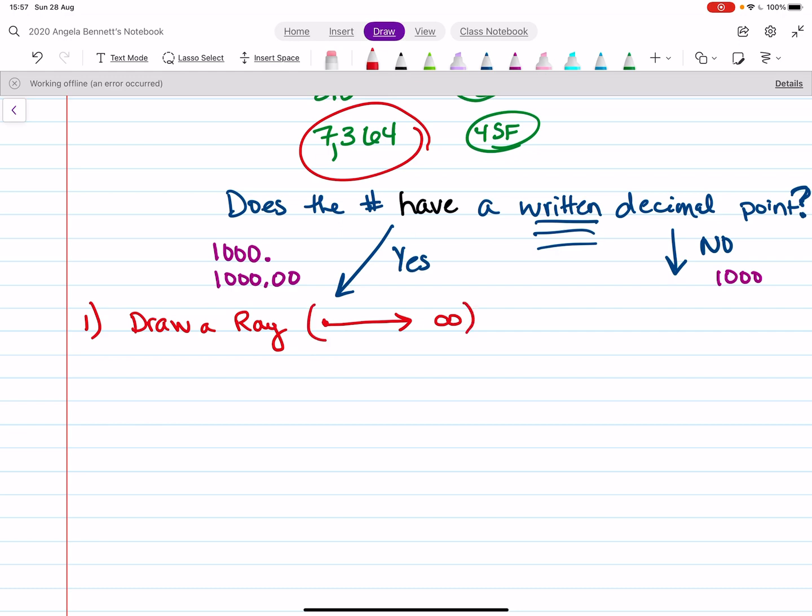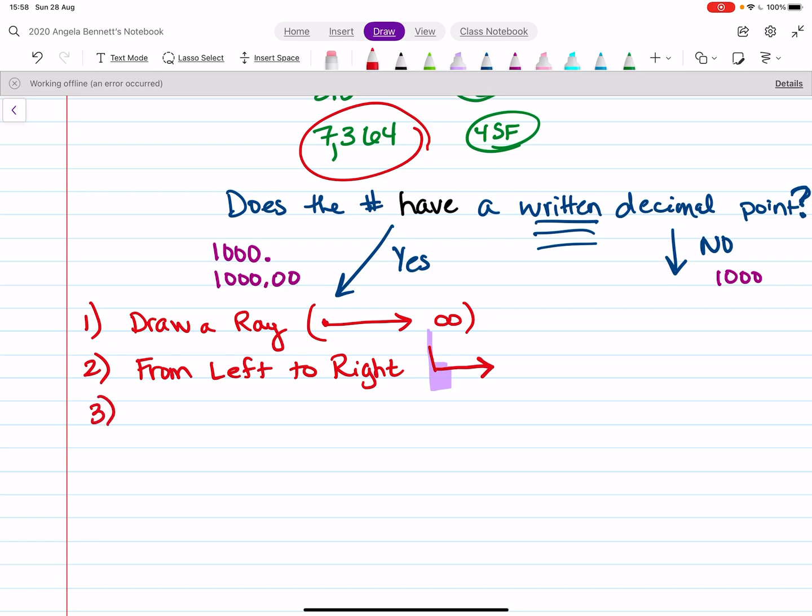So we're going to draw a ray. If we have a decimal point, we're going to draw the ray from left to right. It starts on the left and goes to the right. You can also add a little tail to the top of it, which I'll show you why might be beneficial in just a second. It looks like the shape of the letter L. So that's the left. It goes from left to right.